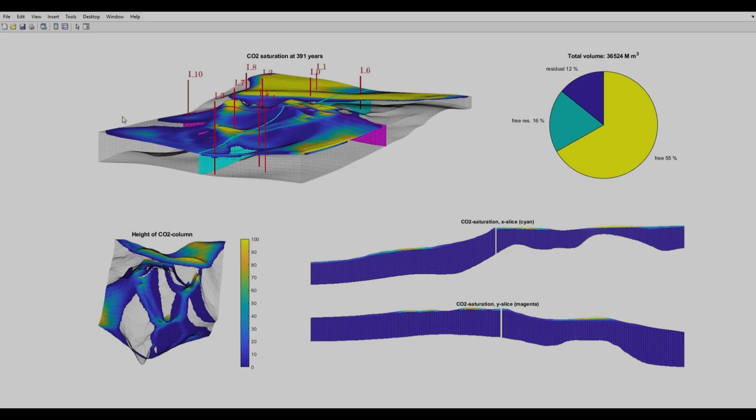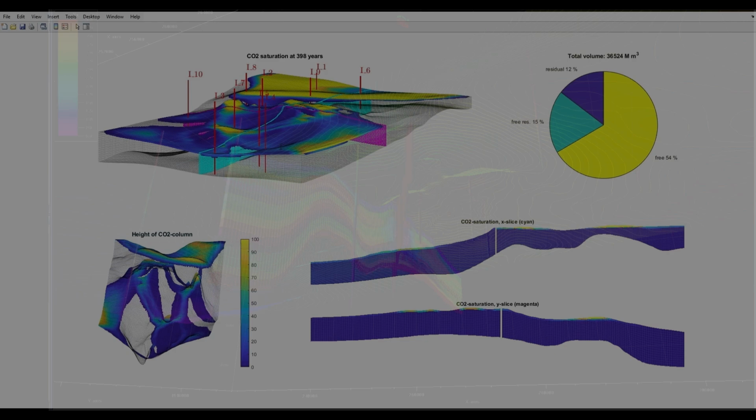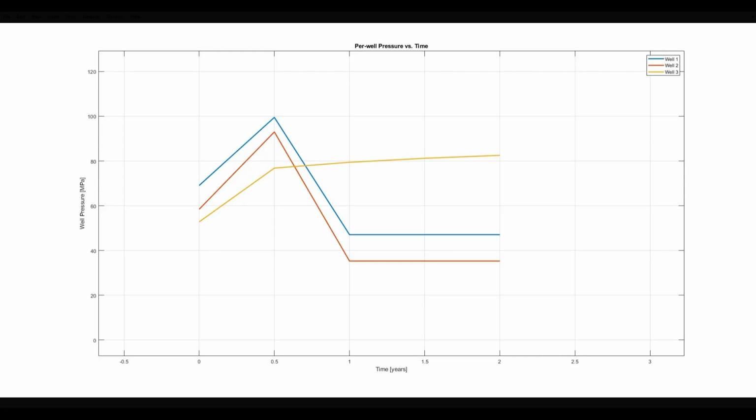Now, I'm looking at one specific graph here, the per well pressure versus time. This seems to track individual wells, not just the average pressure. Yes, and that's a really critical distinction for practical operations. The global average pressure, that means, might still be well below the 90% safety limit. But things could be getting dangerous near a specific well.